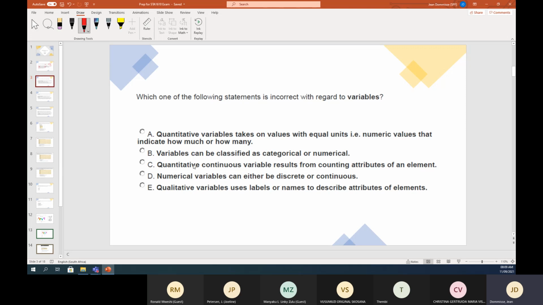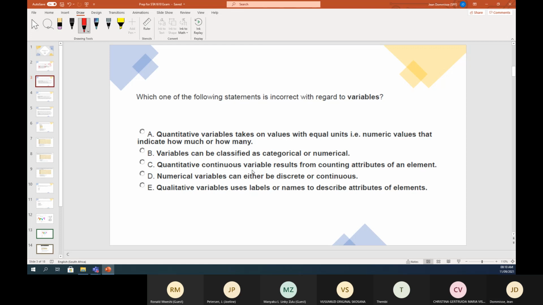Okay, so the other part of study unit 1, 2, and 3 is looking at now that we have a variable, we basically need to explain the variable a bit more.